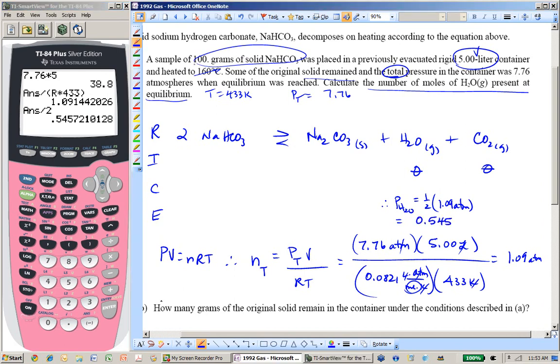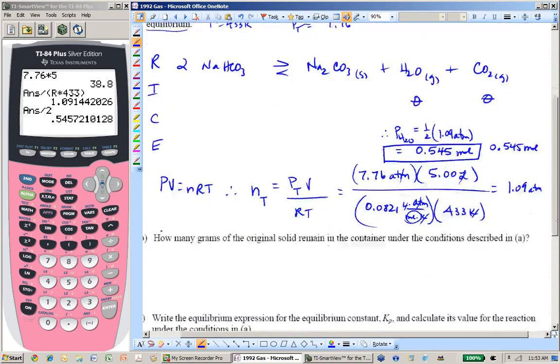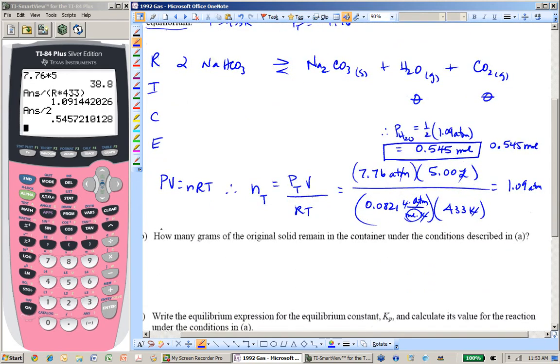How many sig figs do I need? 3. I'm going with 3. And this would also be 0.545 moles if I need it later. So, pressure of H2O, 0.545 moles. What you got so far? That's 3 points.